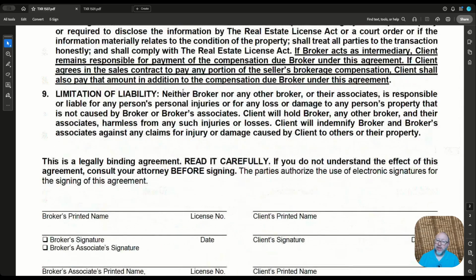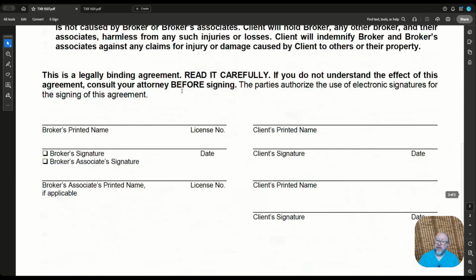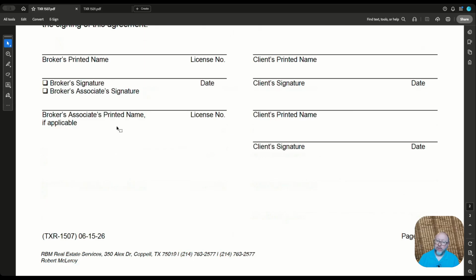Then we have a limitation of liability. Then everyone signs, puts their information and signs. And again, this is the broker's printed name. This could either be the broker's signature or the associate of the broker, whether that is a broker associate or whether that is a sales agent. All right, so hopefully that makes sense.